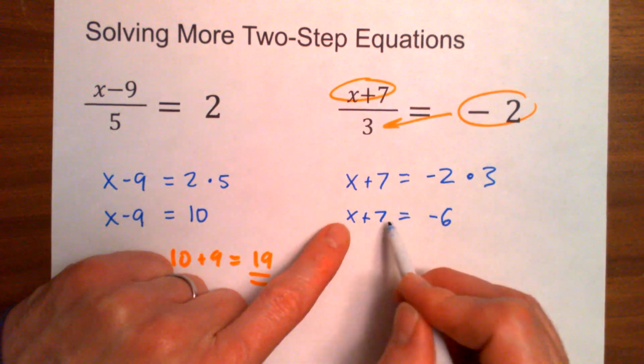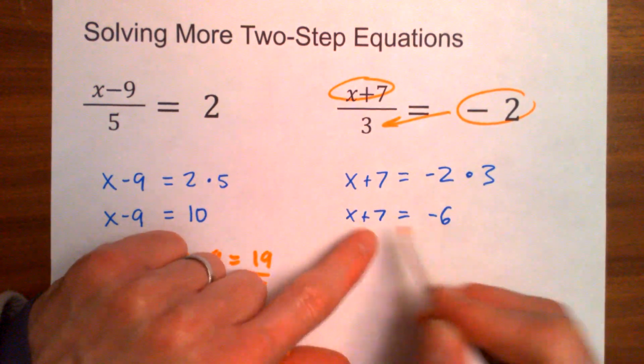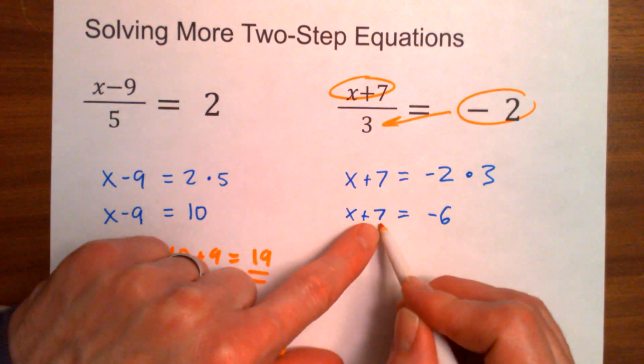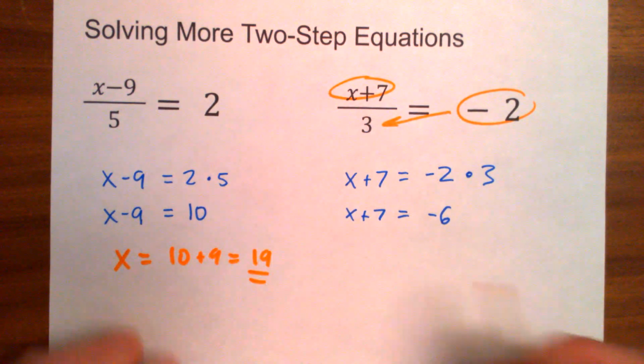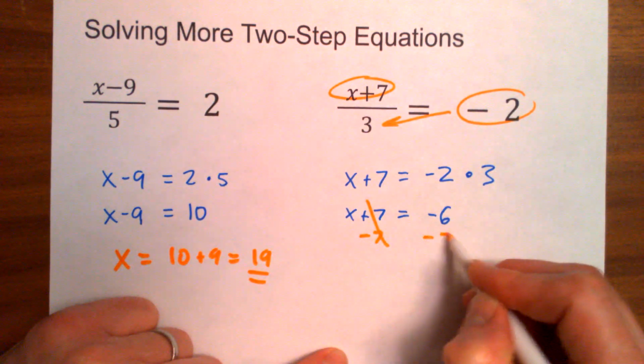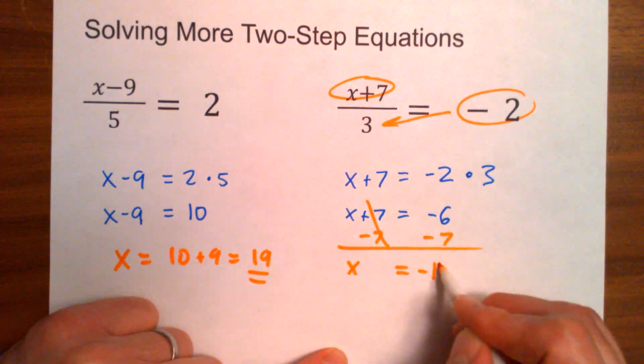So what plus 7 is equal to negative 6? No problem. Let's just work it backwards. If x plus 7 is negative 6, then negative 6 minus 7 gets us to x. Or I could go like this. Let's subtract 7 from this side, subtract 7 from this side, and x is equal to negative 13.